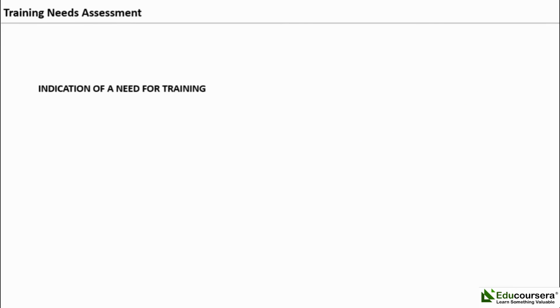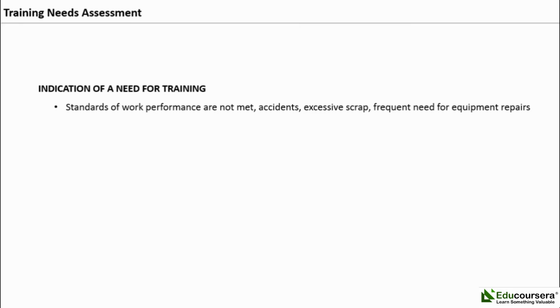Indications of a need for training: when standards of work performance are not met, accidents, excessive scrap, frequent need for equipment repairs, different methods being used by people to do one job, deadlines not being met, excessive fatigue, fumbling, discouragement, and struggling on the job.